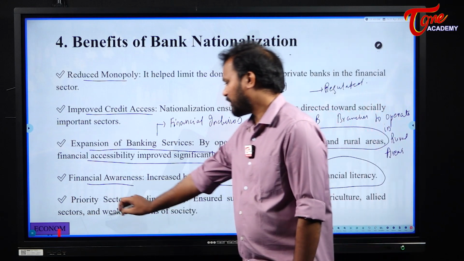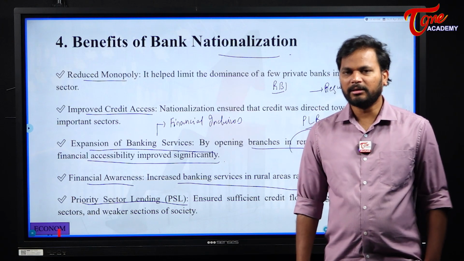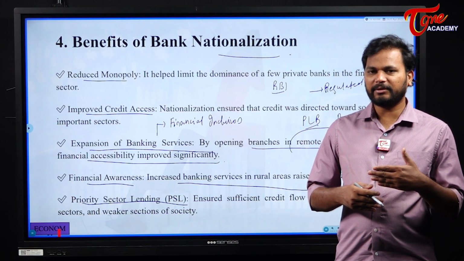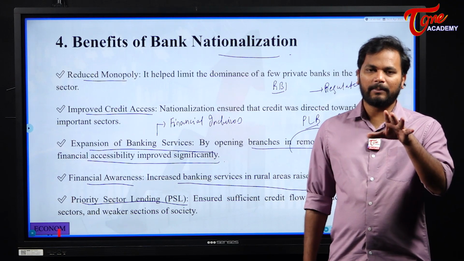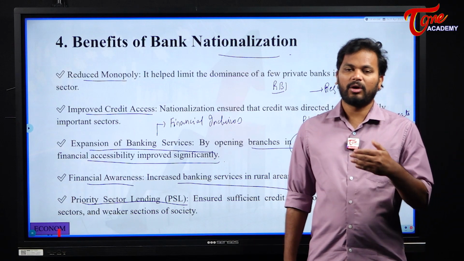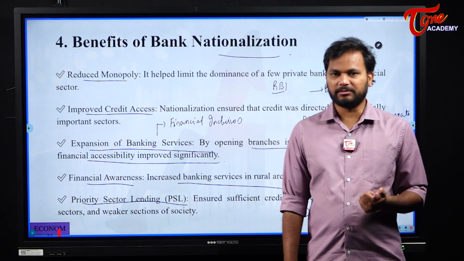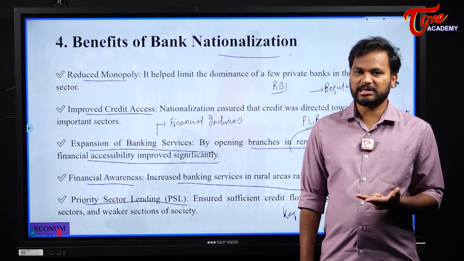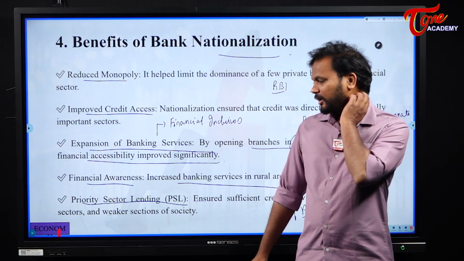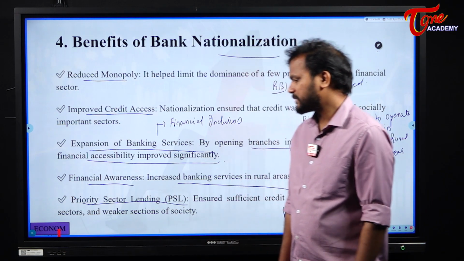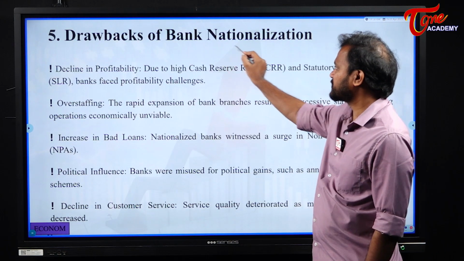Next, priority sector lending. See, priority sector lending is nothing but certain key areas are identified by the government. Now, the banks are regulated in such a mechanism that the banks need to cater loans to those key areas. For example, agriculture, the MSMEs, the weaker sections, education, etc. They are identified as the priority sector lending. Clear? Next. The drawbacks of the bank nationalization.